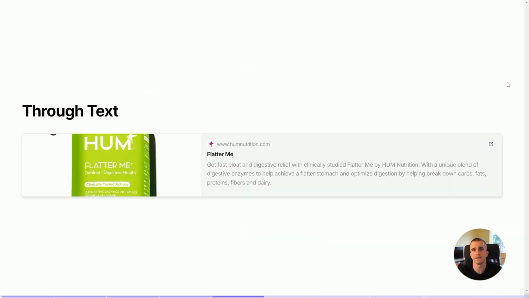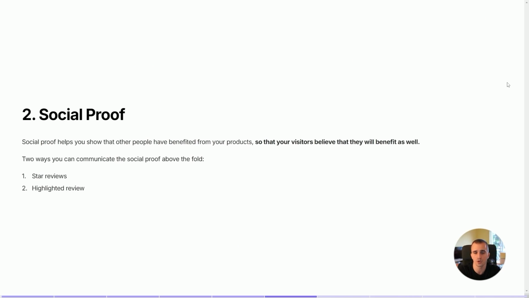And that is the first thing that you need to have above default. Then the next thing that you need to have is social proof. Social proof helps you show that other people have benefited from your products, so that your visitors believe that they will benefit as well. So people, when they see other people enjoying your product, they start trusting you and they start believing that your product will benefit them as well. That is how the social proof works.